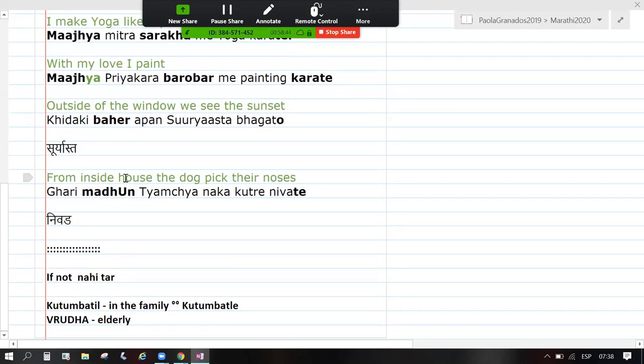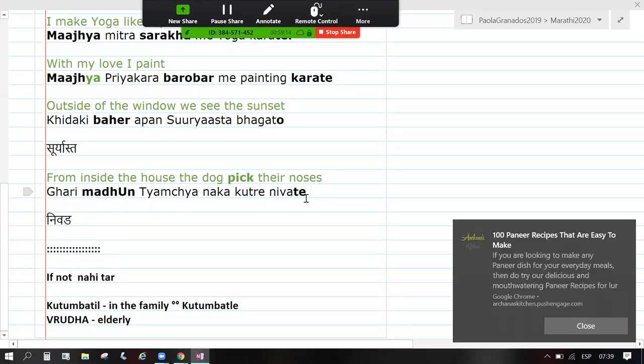Okay. From inside the house, the dog picked their noses. Ghara madhun kutre nivate. I don't know if to pick. The dog picked their noses. That's another thing. No, they are not picking their noses like that. It's like they're peeking outside of the window. I think it's peeking. P-double-E-P, right? Peep outside. Or you can just say dog see outside.